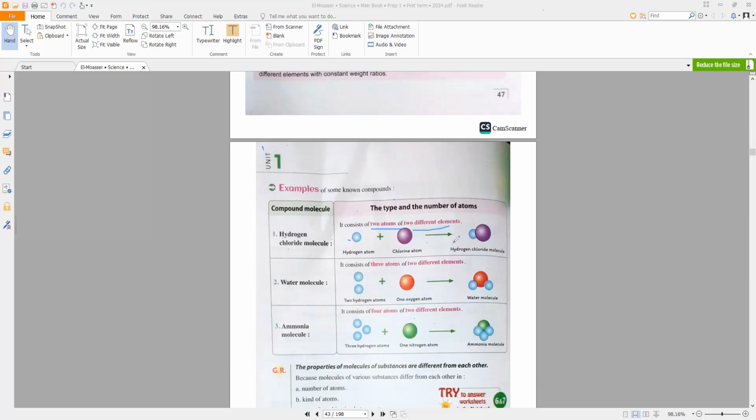If I draw this, it is hydrogen chloride. Why? Because the hydrogen chloride consists of two atoms, this atom from hydrogen and this atom from chlorine, two different elements.